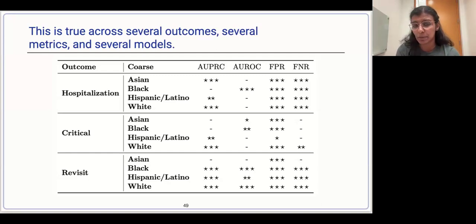And when you're doing this many comparisons, you're bound to uncover significant differences due to noise. So as a result, we adjust for multiple hypothesis testing here. And I think this table is quite striking because it suggests, regardless of the outcome or the metric or the coarse race group you choose, you're likely to be missing important disparities on the granular race level.